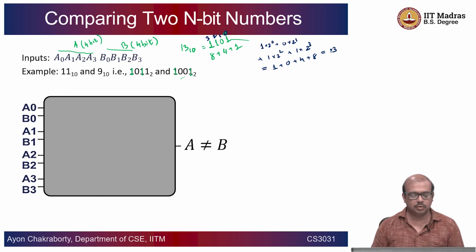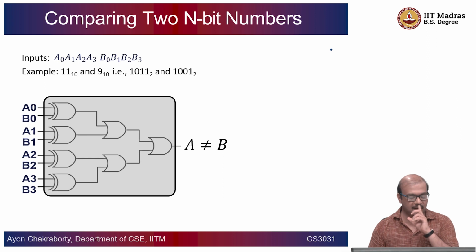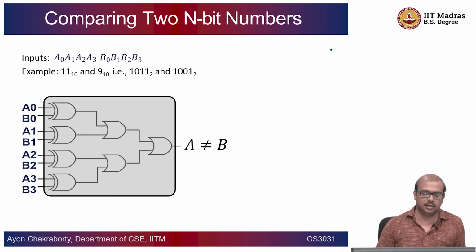So, in this particular example we want to output A not equal to B. If A is not equal to B, we can output 1, or if A is equal to B, we are going to output 0. So, one way is to do a bitwise comparison. If the bits of A and B are equal, they are going to output a 0, and if they are unequal, they are going to output a 1. So, this is that thing.